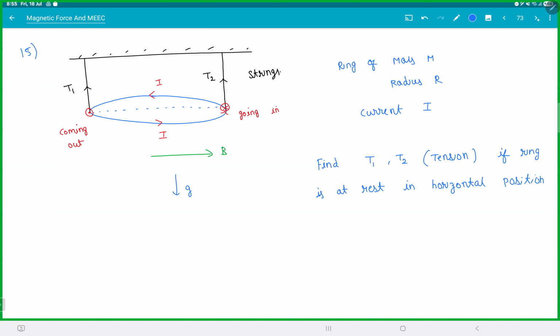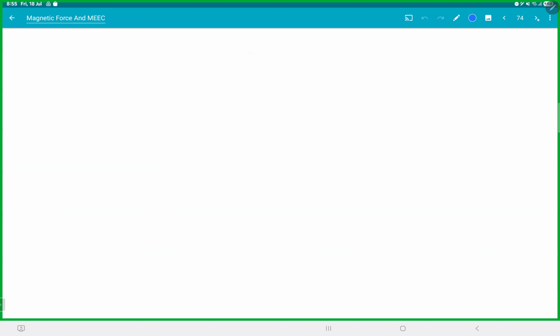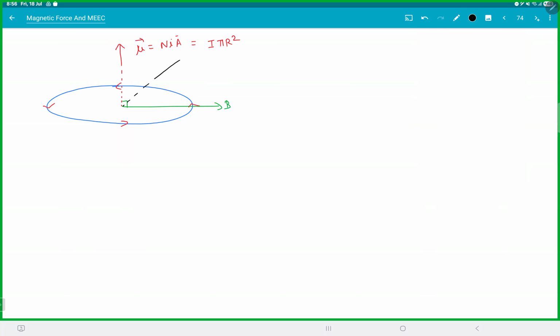Let's see. First of all, let's see the direction of this torque. This is the current loop. If you use the right hand thumb rule, this will be the direction of mu bar, which is NIA. N is 1, current is I, area is pi r square. And here the magnetic field is this way, B. So mu cross B. If you use the right hand thumb rule, you can see the torque is going into the plane. So mu cross B, the torque is this way.